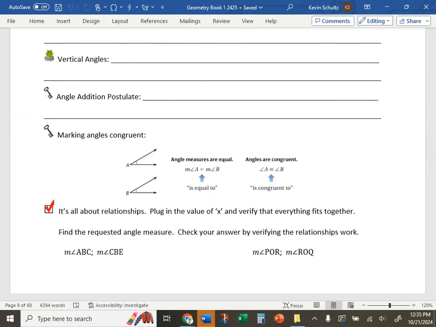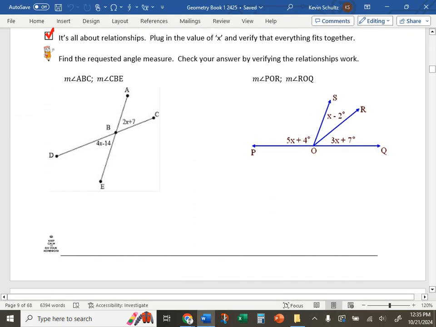All right, here we go. It's all about relationships. It says plug in the value of x and verify that everything fits together. That's how you can check your work. Our task here says find the requested angle measure and then check your answer by verifying that the relationships work.